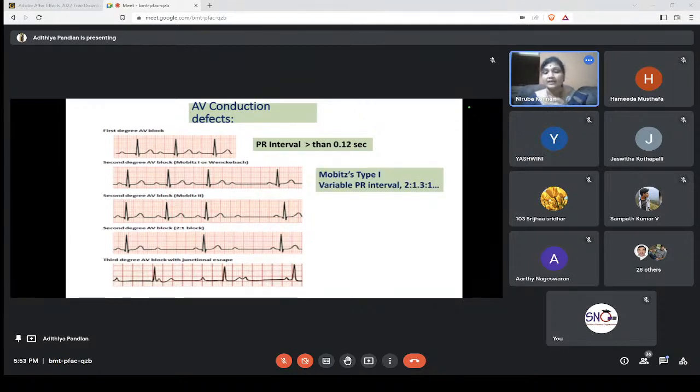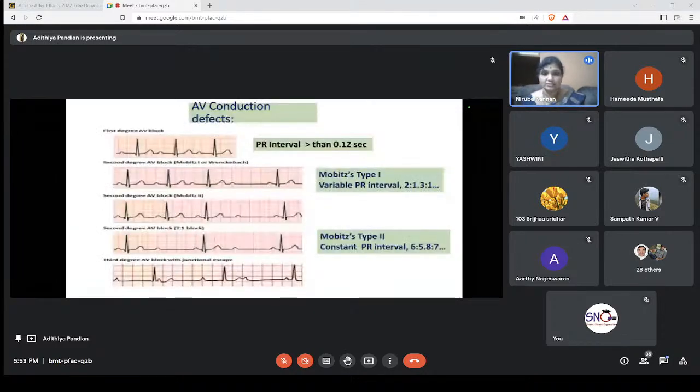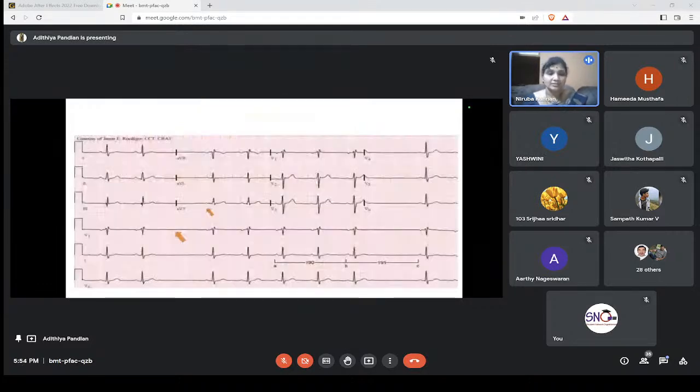In Mobitz type 1, the PR interval will be variable, 2:1, 3:1, which is otherwise called Wenckebach. I have put one more slide for that. And next, please. Next. Okay, in Mobitz type 2, what you find is that a constant PR interval will be there, but there is a variation between 5:6 or 7:6. Like that, variations will be there. Mobitz type 1 and type 2 belong to second degree heart block. When you come to third degree heart block, there will be a missed beat itself in the middle. So this one, the next slide. So you can see there is a missed beat there, no QRS complex between them. Next, please.